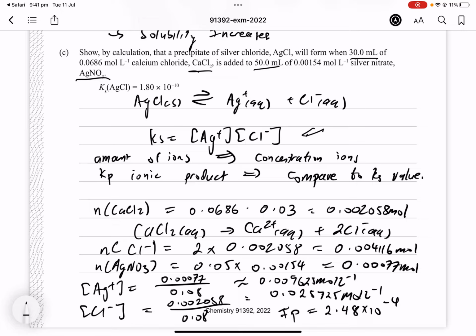I'm not going to write it here since I've run out of space, but that's what you would expect to be saying for that question. So just saying that IP is greater than Ks, therefore we would expect some solid of AgCl to be forming there.